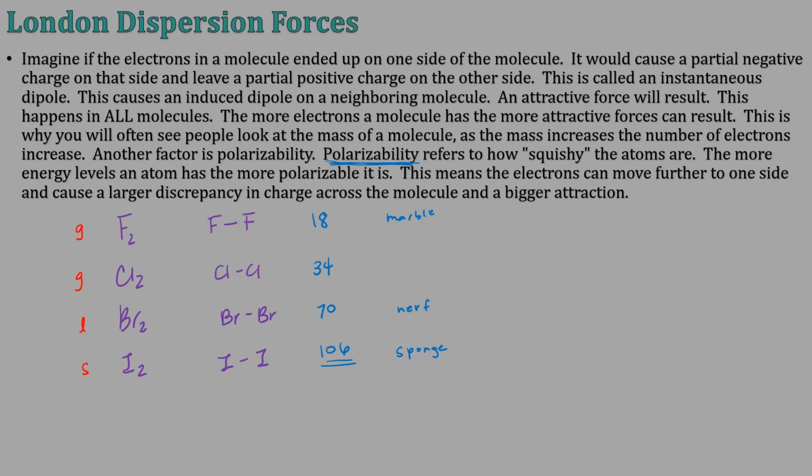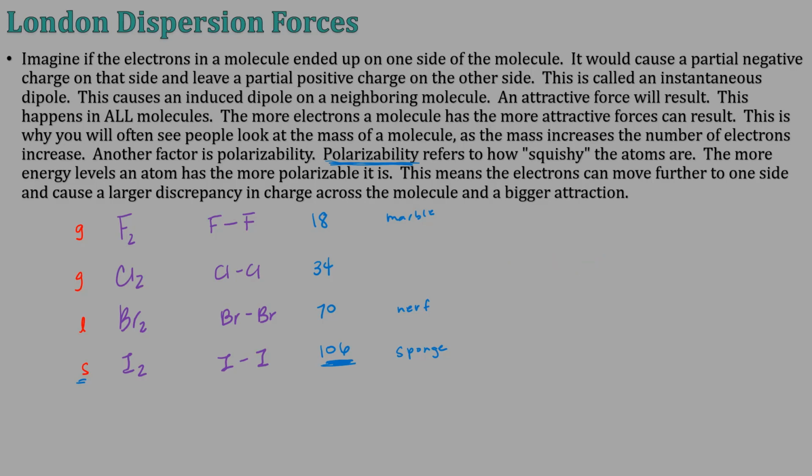And if they're more squishy, they have more space, and so the electrons can really go to one end of that molecule way easier and cause a bigger discrepancy in charge across the molecule and a bigger force of attraction. So that's something to think about. But that's why this has so many more electrons that it's a solid. So if you're just comparing nonpolar molecules, you can look at the mass to determine which one is going to have a greater force of attraction, but a lot of the time we refer to it as polarizability.